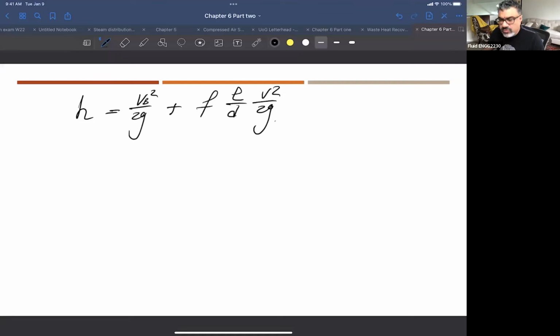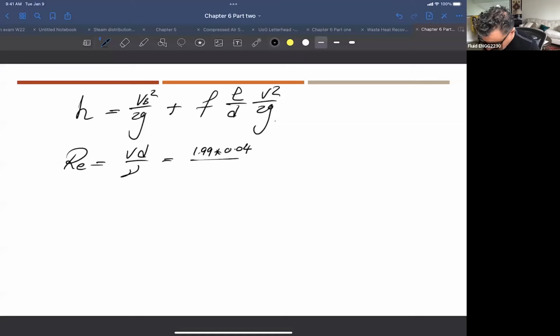So it looks like I just need to find out the friction factor here. And the friction factor can be calculated based on getting the Reynolds number first. So the Reynolds number here is VD over nu. V is 1.99. The diameter here is 0.04. Remember, this is a hydraulic diameter, right? The nu here is 1.02 times 10 to the minus 6. So the value here is 78,000. That means it is turbulent.